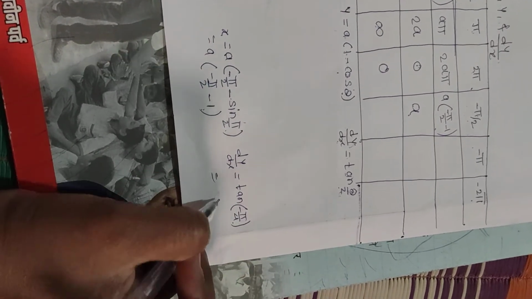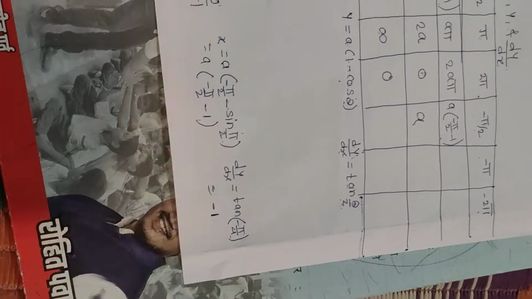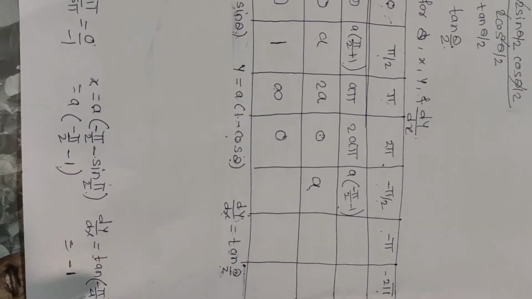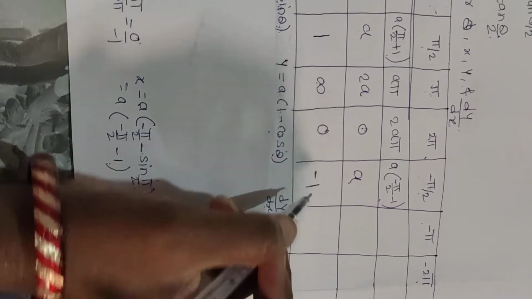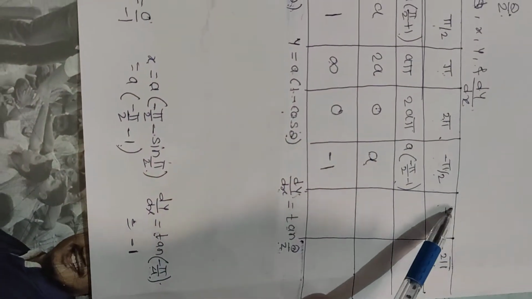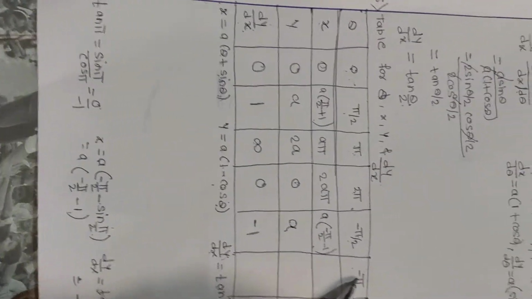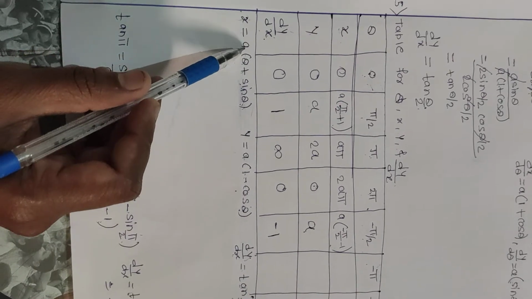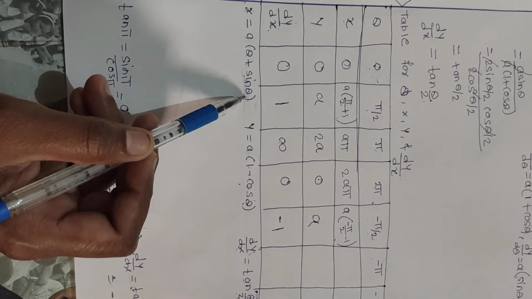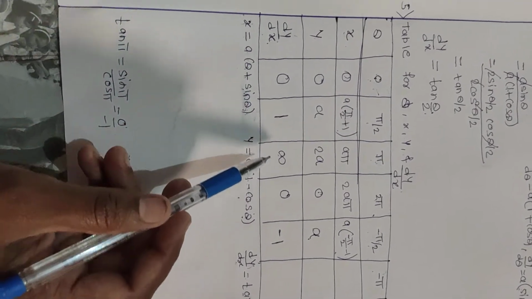And what is tan of minus pi by 4? It is minus 1, because tan of minus theta is minus tan theta. So we get minus 1 here. Similarly for minus pi, again we have to put this minus pi into x, so x equals a into theta plus sine theta. We just have to remember the properties here.